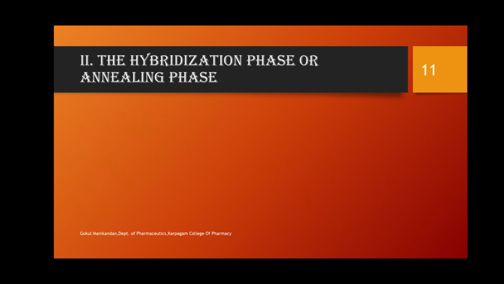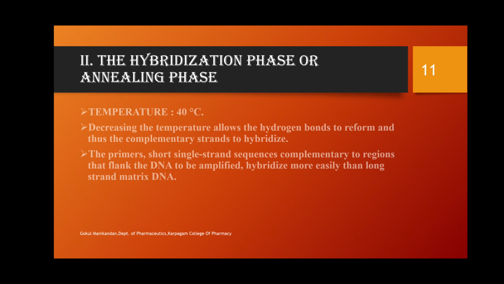The next one is the hybridization phase with primers. In this phase, we cool down the reaction mixture to about 40 degrees Celsius. Here, the primers are used to mark the specific areas of the DNA that we want to amplify. The primers attach to the DNA template by a method known as complementary base pairing. In this way, we are able to select the particular area of the DNA that we want to amplify.